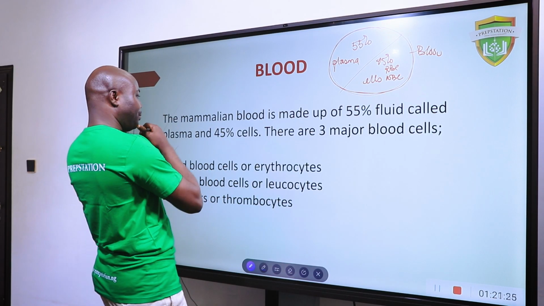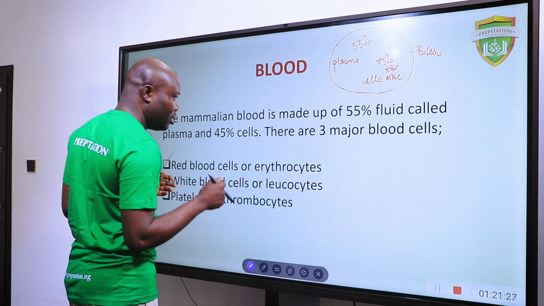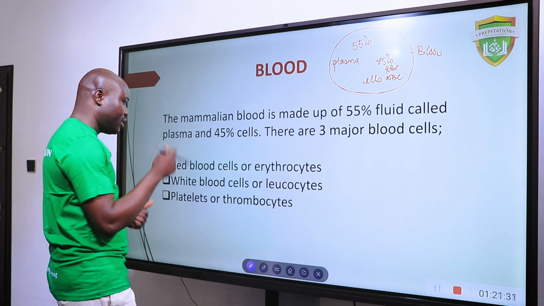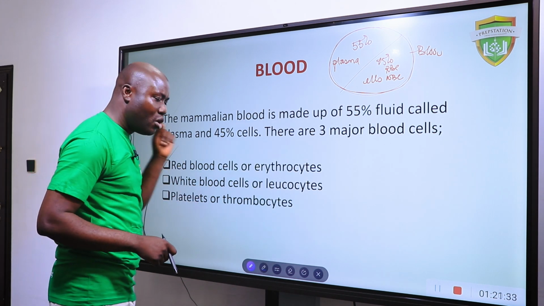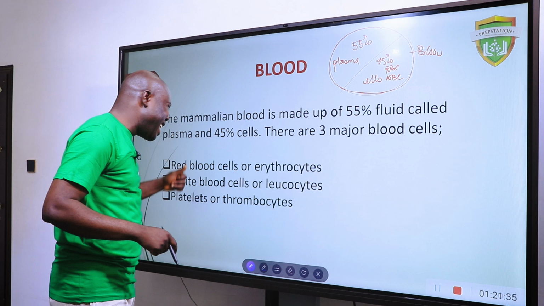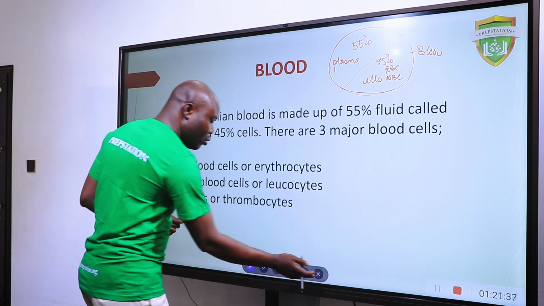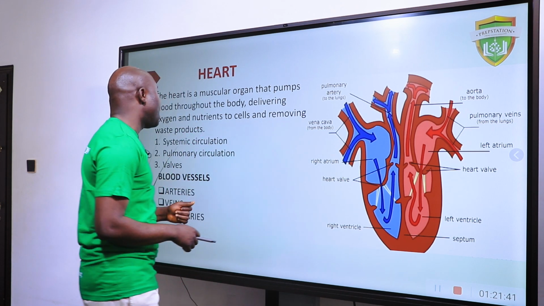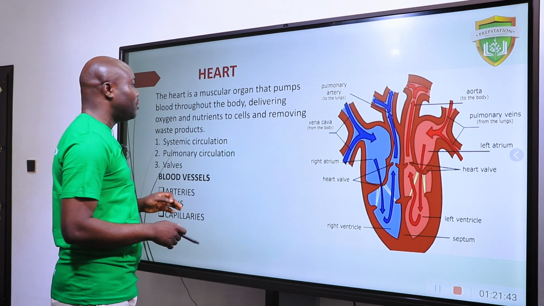Okay, so now, there are three major blood cells. The red blood cells, also known as the erythrocyte, the white blood cells, also known as the leukocyte, and the platelet or the thrombocyte. Okay, so let's look at the functions of the heart. Let's look at the function of the heart.